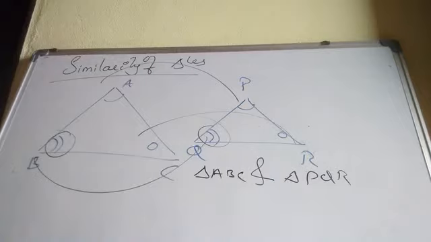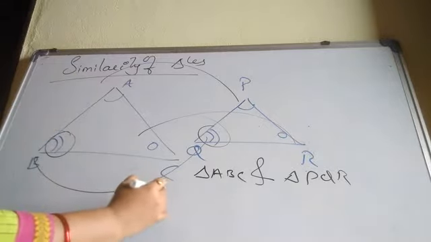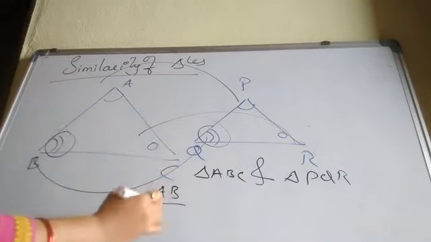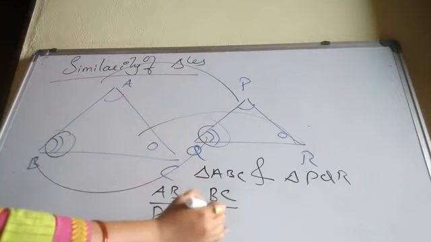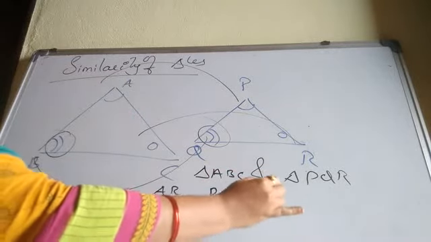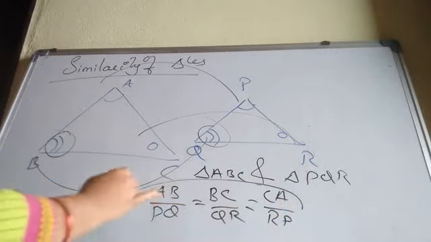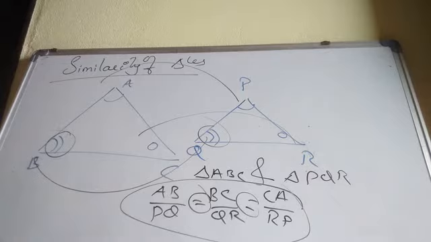So when corresponding angles are congruent, its sides are in the same proportion. Proportion means what? Ratios. AB upon PQ is equal to BC upon QR is equal to CA upon RP. Corresponding sides are in the same proportion. Equal sign, two ratios are equal, then it is in proportion. Okay, two or three more ratios. This is the definition of similar triangles.